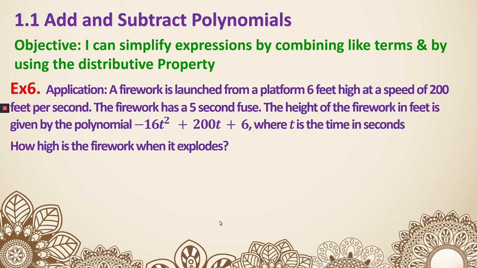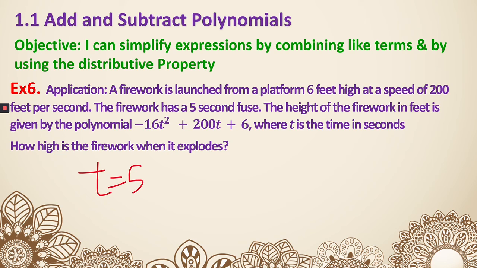Last example, another application. A firework is launched from a platform 6 feet high at a speed of 200 feet per second. The firework has a 5-second fuse. The height of the firework, in feet, is given by the polynomial, where t is the time in seconds. How high is the firework when it explodes? It's asking about when it explodes. It says it has a 5-second fuse. That means it will explode when t equals 5.